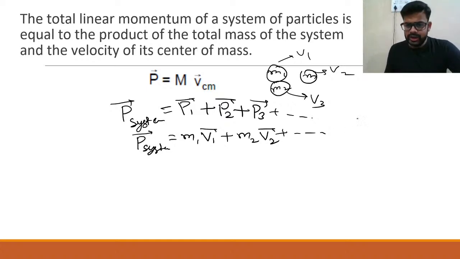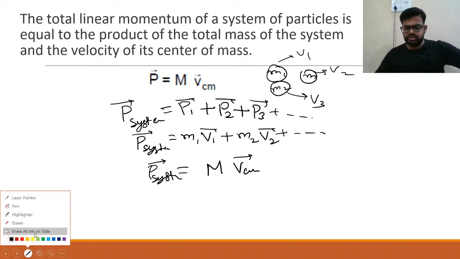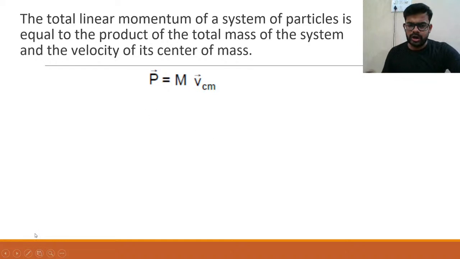This can also be written as total mass of the system times velocity of center of mass. Total mass of the system times velocity of center of mass also gives the total momentum of the system. So this is the basic thing. You don't need to worry about that. As we solve the questions, you will get everything. So let us talk about this.